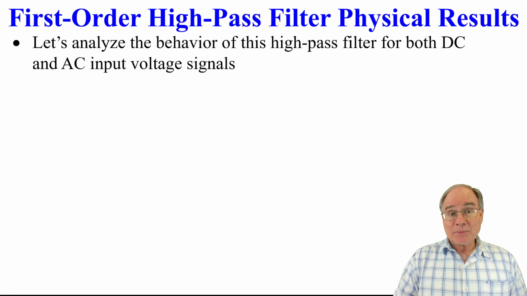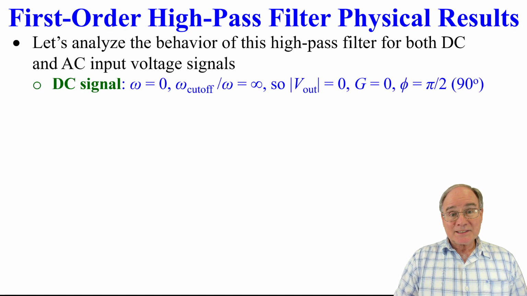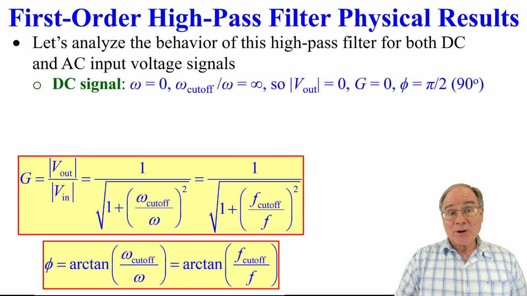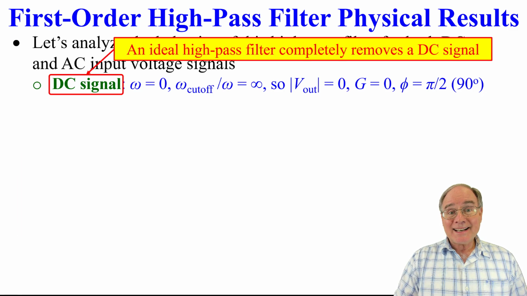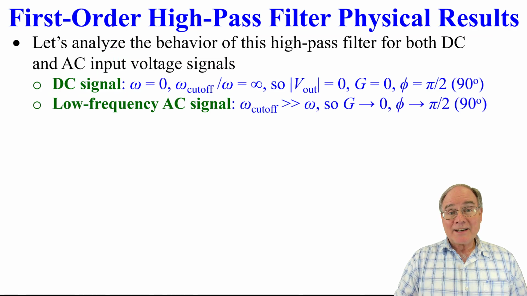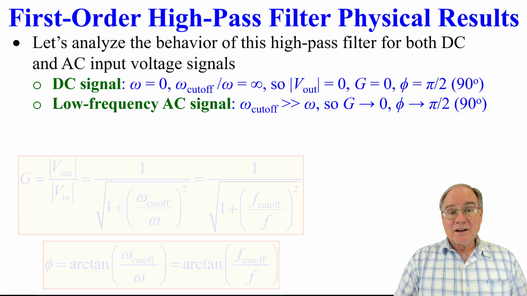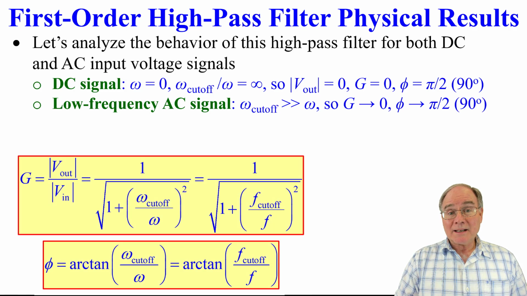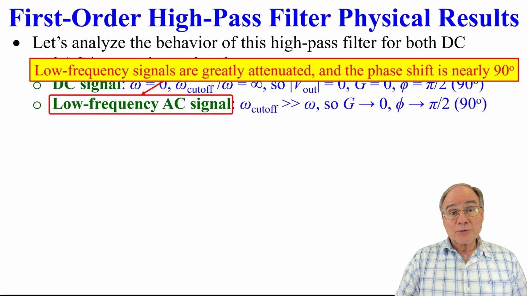Now let's analyze its behavior for both DC and AC input signals. When the input is DC, omega is 0. The equations show that the gain is 0, and phi is pi over 2, or 90 degrees. An ideal high-pass filter completely removes a DC signal. If we have an AC signal of very low frequency, omega cutoff is much bigger than omega, so gain is small, and phi approaches 90 degrees. So low-frequency AC signals are greatly attenuated, with nearly 90-degree phase shift.